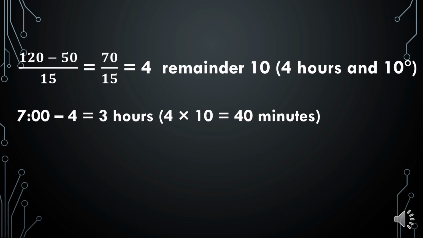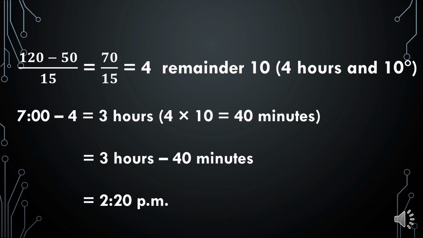At the same time, in brackets next to that, we're going to multiply our 10 degrees by 4, since we need to convert it into minutes. And remember, 1 degree is equal to 4 minutes. Therefore, we're left with 40 minutes. So because we are subtracting, we need to also subtract our 40 minutes from the 3 hours. 40 minutes subtracted from 3 hours, we are left with a time of 2:20 p.m.